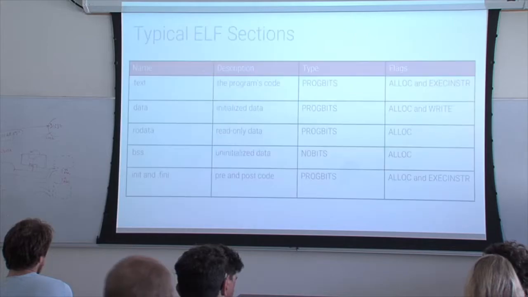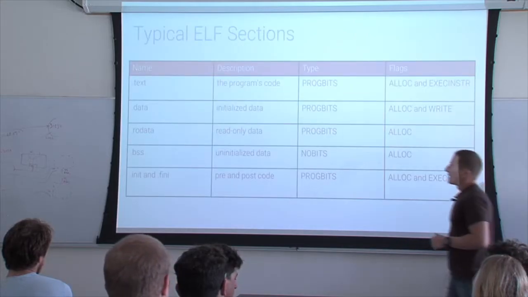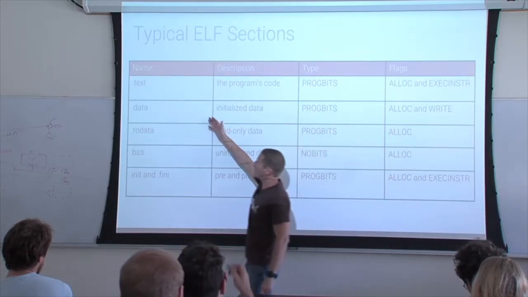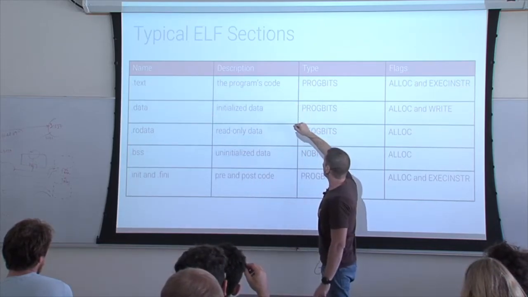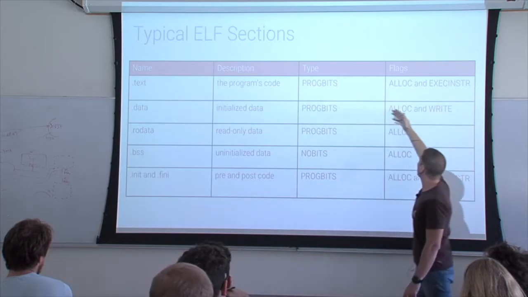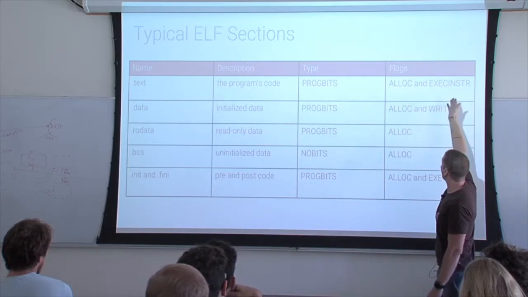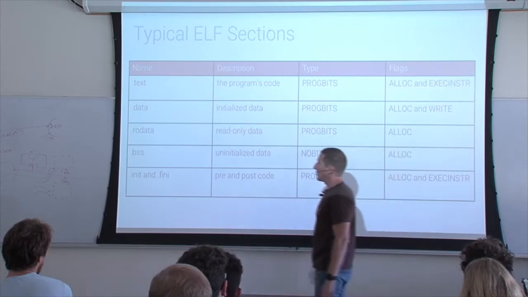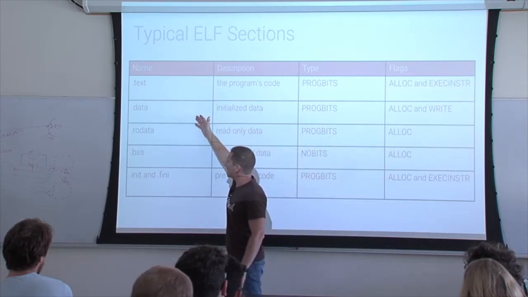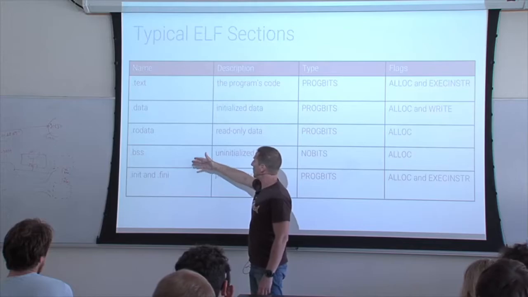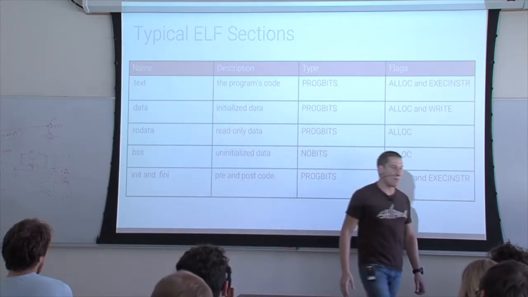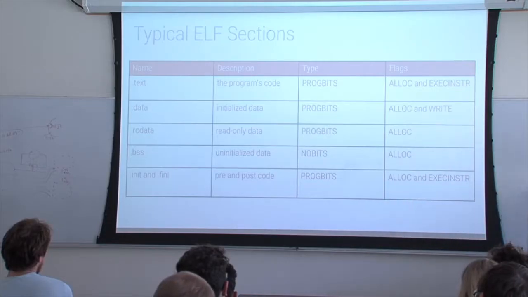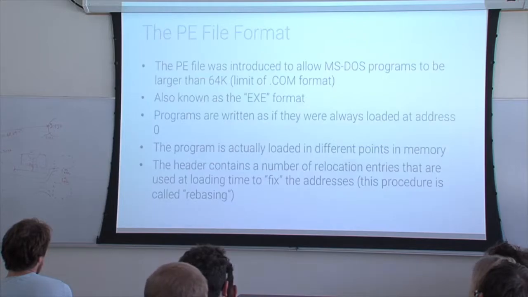These are examples of typical sections. The .text section, the name, it's usually the program code. So of course it's type progbits and will be allocated in memory and will be executable. Then you have, for example, initialized data and uninitialized data. You have read-only data, and you have pre and post code execution routines. Okay. This is the basic idea about the ELF format.